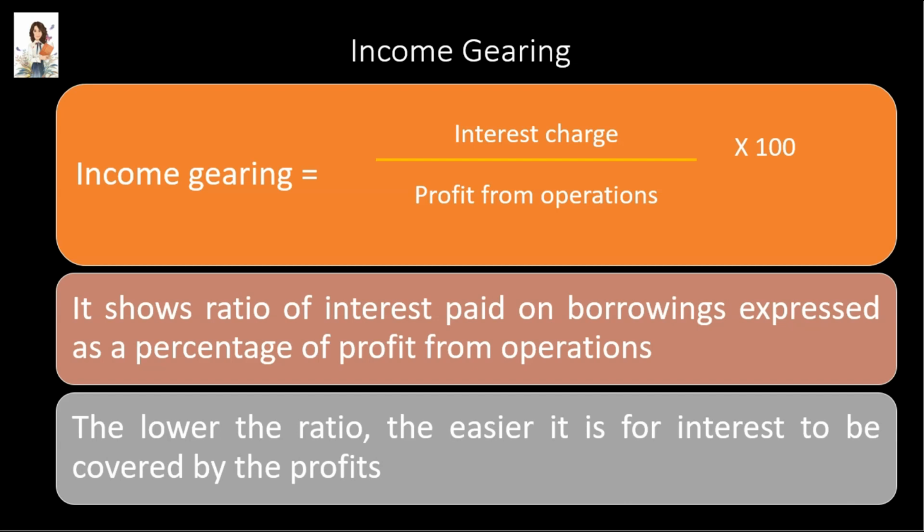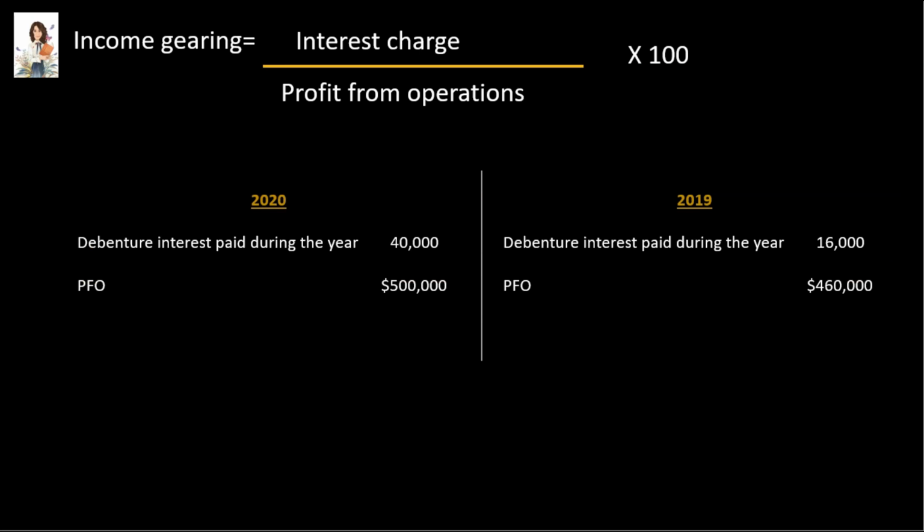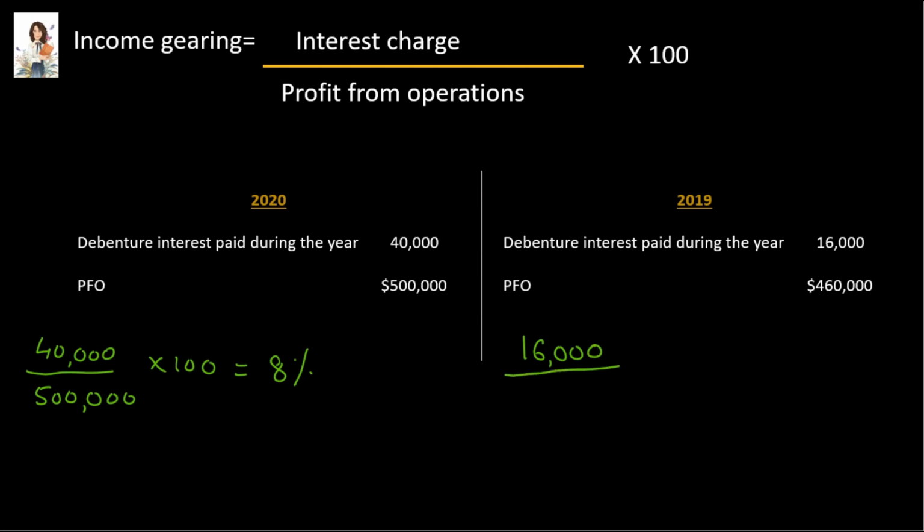Let us take a look at an example. In 2020, the income gearing ratio will be 40,000 upon 500,000 into 100. It will be 8%, because we are multiplying it by 100, so the answer will be in percentage form. And in the year 2019, it was 16,000 upon 460,000 into 100. That is, it was 3.48%. We see that the income gearing ratio has increased by more than half in the year 2020. That means the borrowings have gone up and the company has become riskier.